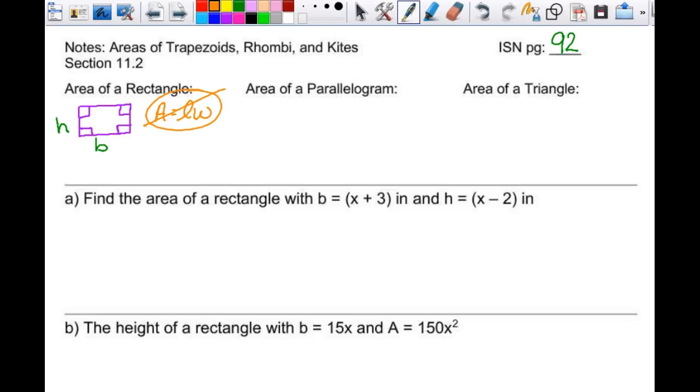So yes, you will still have problems where they talk about the length and the width of a rectangle or whatever, but the formula itself that you need to use and understand is not length times width, because that lowercase cursive L actually means something else as well, and it will get very confusing in the near future if we don't. Area is equal to base times height. Okay, everybody good with that?